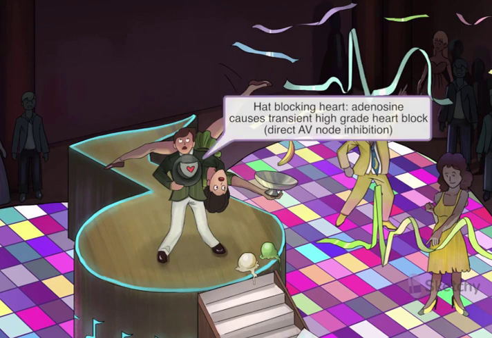And here we see our swing dancer placing his shield-shaped hat over his heart. This heart shield is our recurring sketchy symbol for heart block. However, this high-grade heart block is very short-lived as the half-life of adenosine is only 10 seconds.